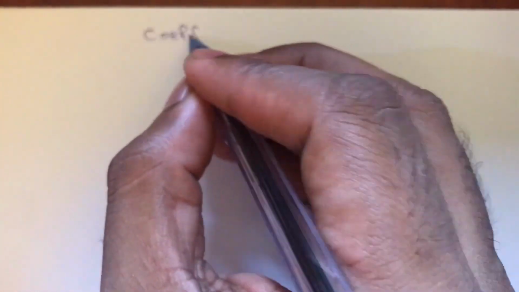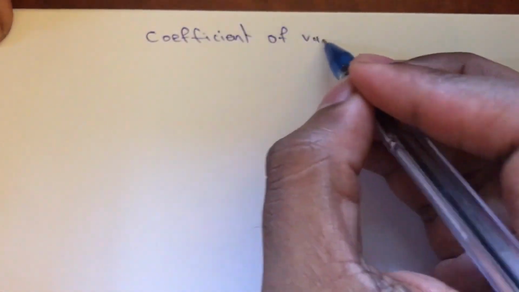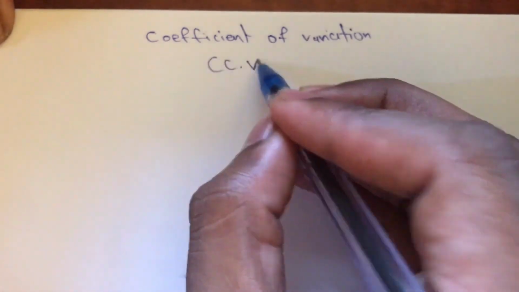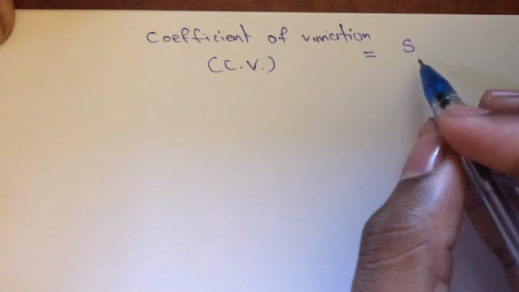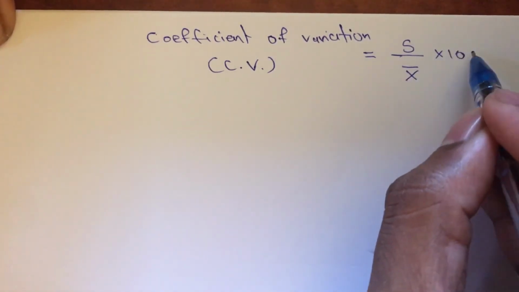So let's consider an example for coefficient of variation. Before we do so, let's write down the equation for coefficient of variation. I will call this CV in short, and that is given by the sample standard deviation divided by the sample mean times 100%.